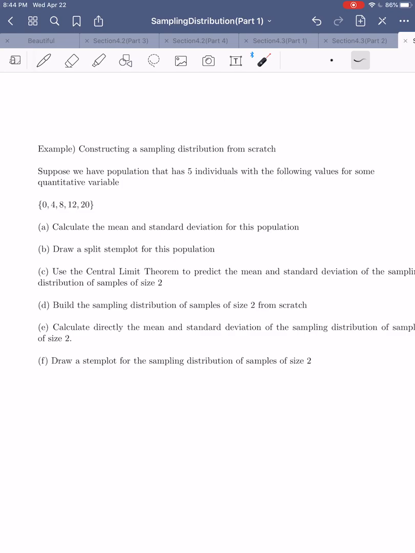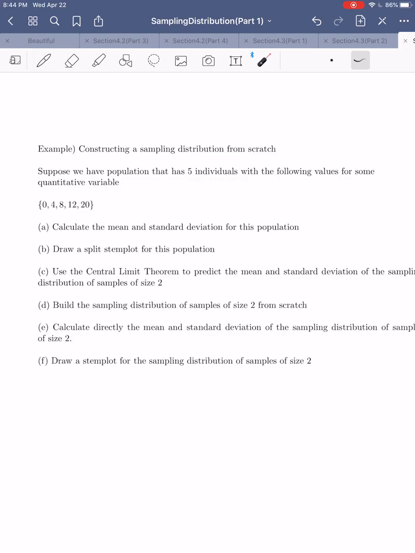Remember, populations often have an unknown number of individuals, usually in the hundreds of thousands or millions or something like that. But because we want to be able to do this by hand, we're going to take a very, very small population with only 5 individuals. Each of them has a value for some quantitative variable, and these values are right there. One of the individuals is a 0, the other is a 4, an 8, a 12, and a 20. So these 5 numbers represent the 5 individuals in our population.